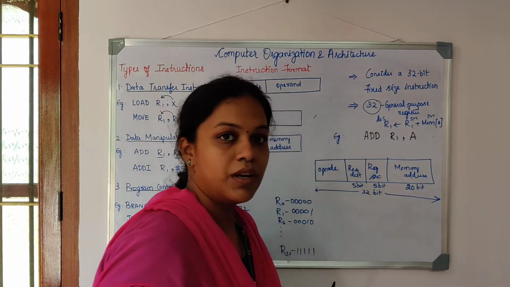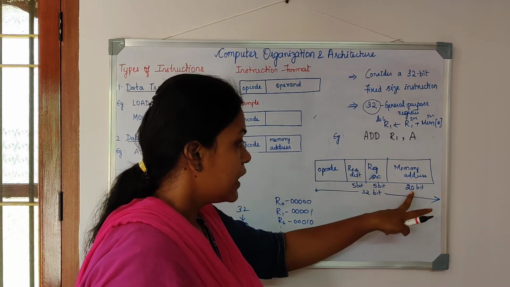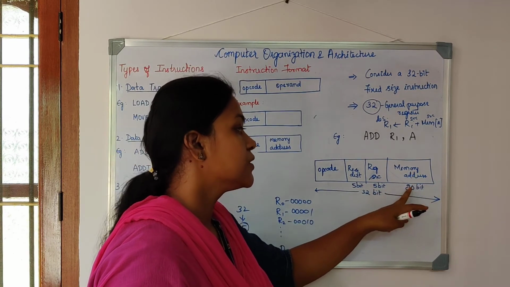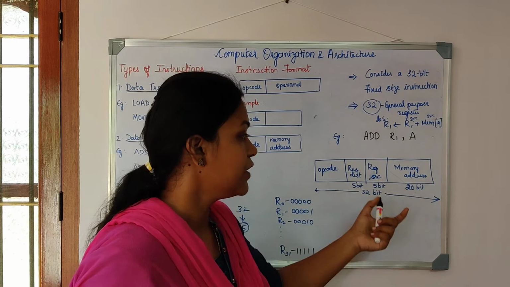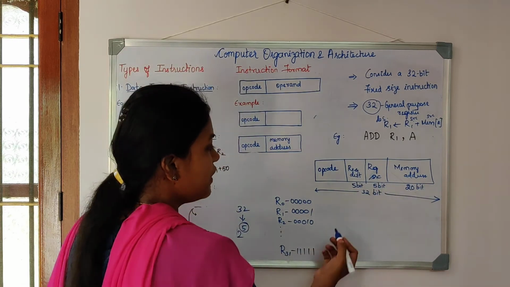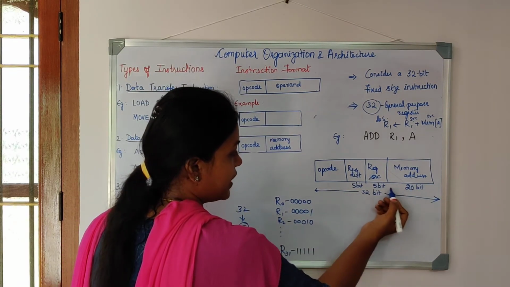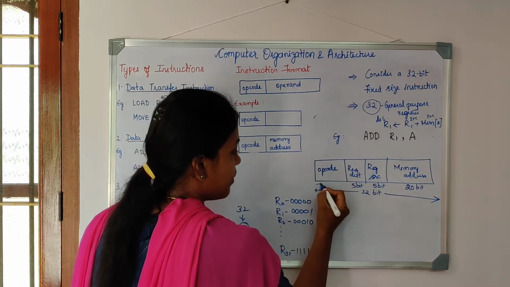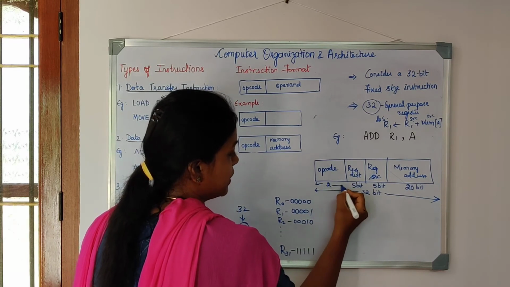So this is an example that I am explaining to you. We are taking the memory address as a 20-bit memory address. We need 20 bits for the memory address. So in total, if you see how many bits are used, 20 plus 5 plus 5, that is 30. So the remaining bits available for the opcode are 2 bits.